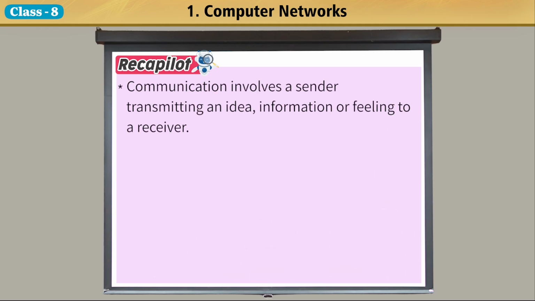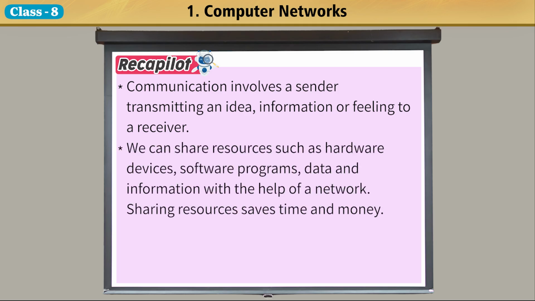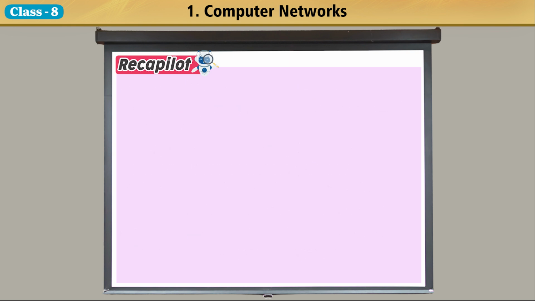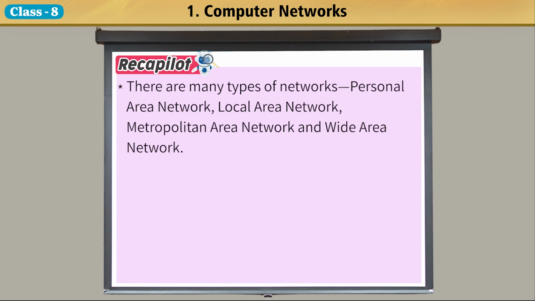Recapitulate. Communication involves a sender transmitting an idea, information or feeling to a receiver. We can share resources such as hardware devices, software programs, data and information with the help of a network. Sharing resources saves time and money. Interlinking of the computers allow efficient communication among coworkers. There are many types of networks: personal area network, local area network, metropolitan area network and wide area network.